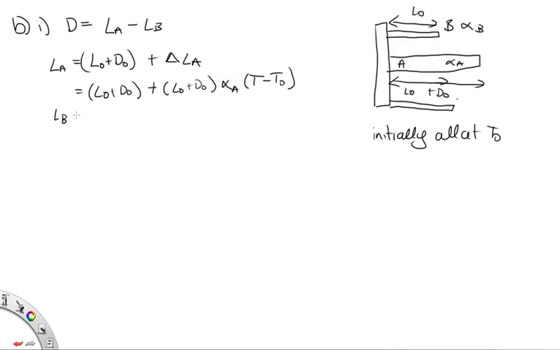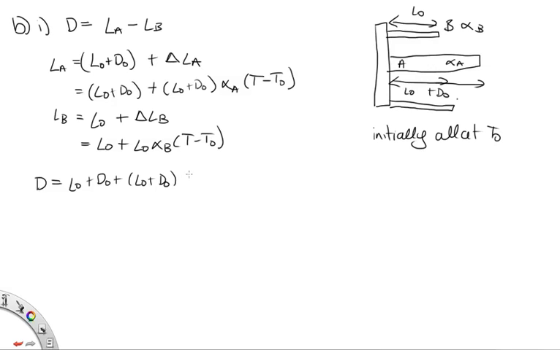Similarly for length B, it's equal to L naught plus the change in length B. This is the initial length of B, and so that's L naught plus L naught alpha B (T minus T naught). Okay, so now we've got to find D, which is equal to this minus this. So we've got L naught plus D naught plus (L naught plus D naught) alpha A (T minus T naught). That's just this term here. And then we subtract off this term, so minus L naught alpha B (T minus T naught). Okay, the L naught will cancel straight off.